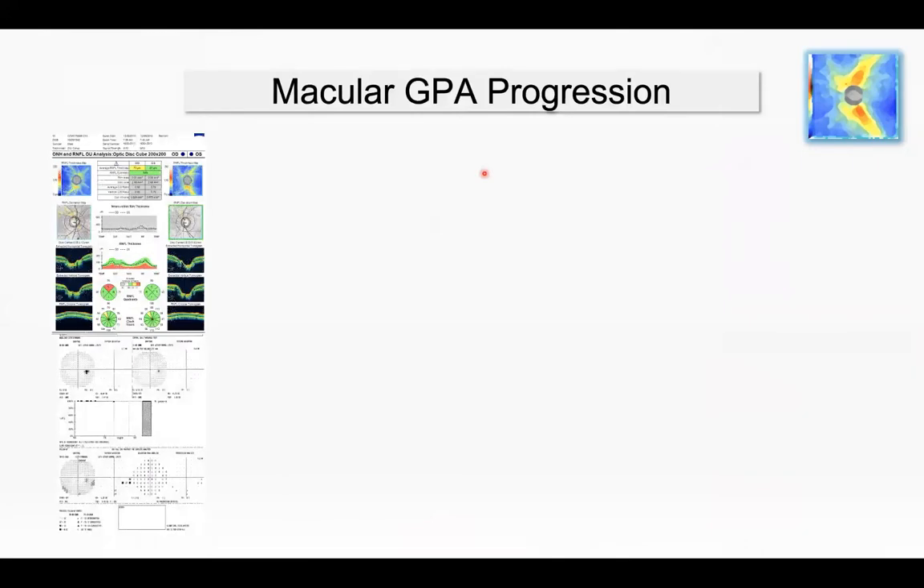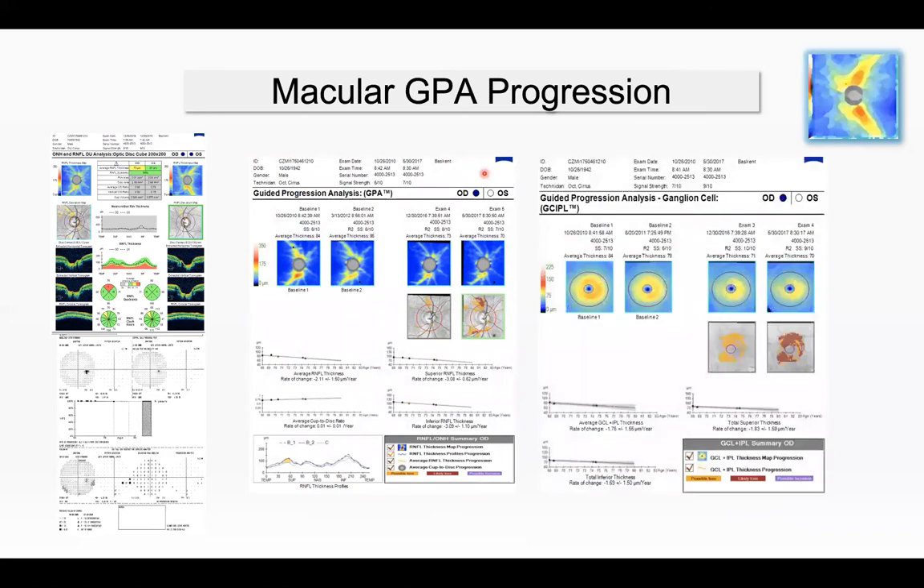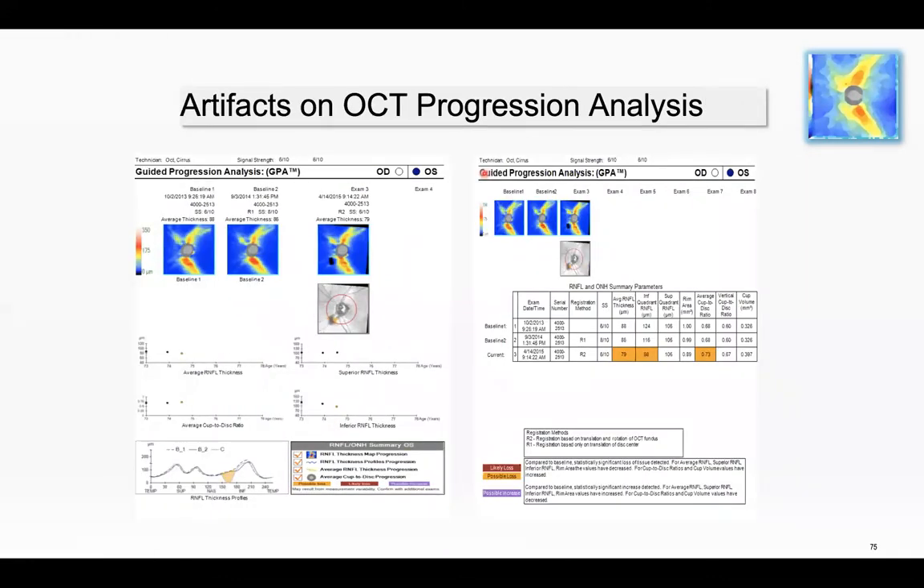Sometimes macular GPA is important. This patient had no progression on visual field GPA, but during 7-year follow-up, RNFL values showed progression, which is also confirmed with ganglion cell GPA, and sometimes progression can be seen on macular OCT better. Poor quality scans, motion artifacts, cataracts, vitreous opacities can easily trick GPA, so be careful. In this case, you see the Weiss ring sitting here, causing a drop in the measured RNFL, and the GPA says there is progression in all boxes.